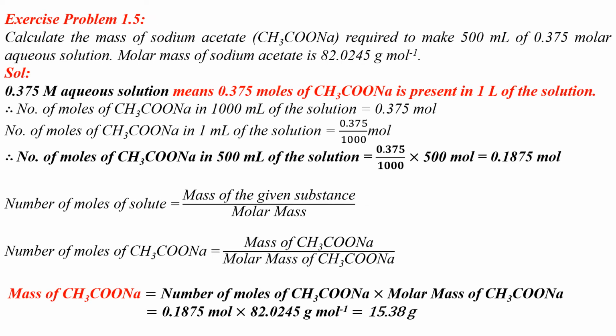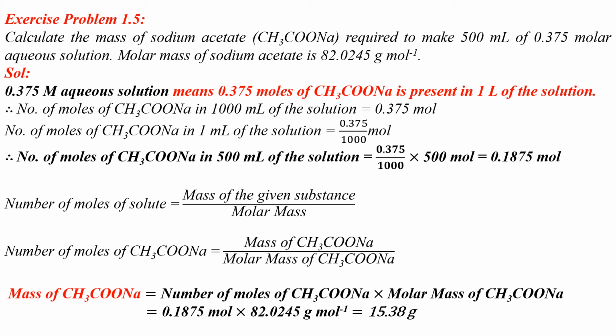Moving on to exercise problem 1.5. Calculate the mass of sodium acetate CH3COONa required to make 500 ml of 0.375 molar aqueous solution. Molar mass of sodium acetate is 82.0245 gram per mole. In this problem, you are not asked to calculate the molarity, isn't it? You are given the molarity of sodium acetate solution. It is 0.375 molar.